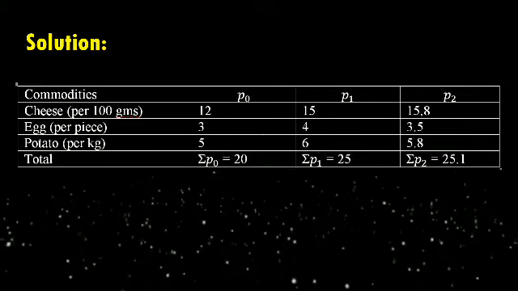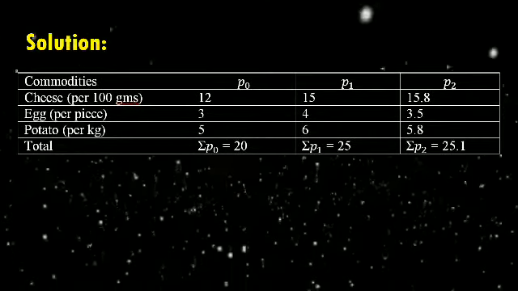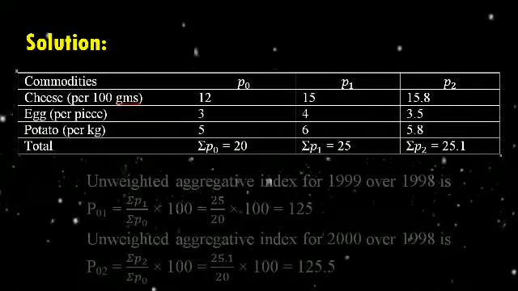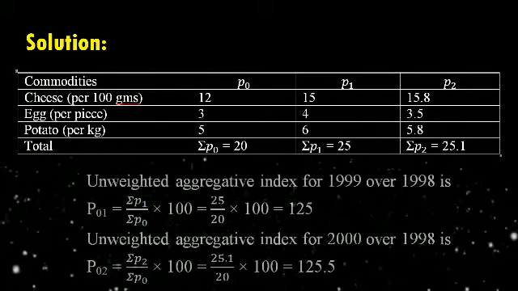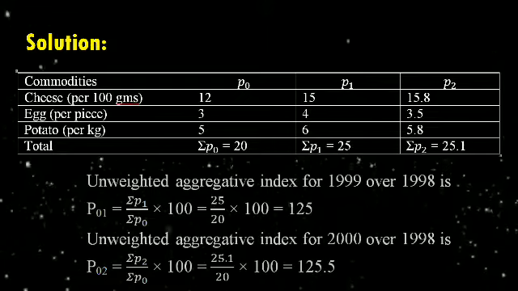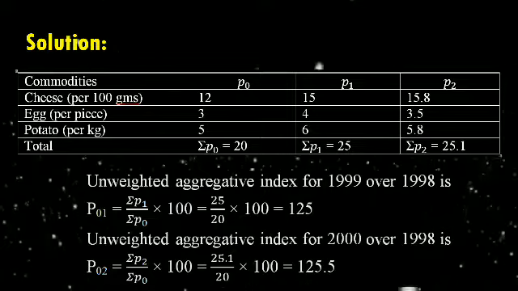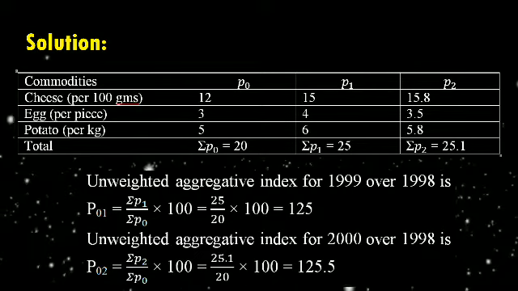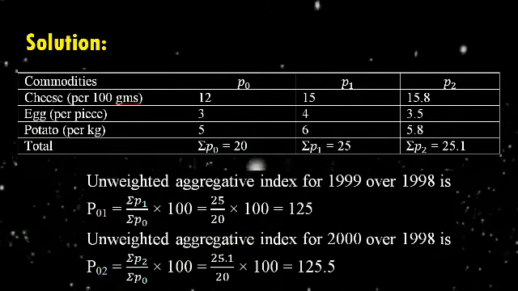After that, as it is given in the question, you should compute the index numbers. So write down just below the table: unweighted aggregative price index number for the year 1999 over 1998. You are computing the index number for the year 1999 with respect to the base year 1998. The formula is P01 equal to sigma P1 divided by sigma P0, multiplied by 100. This is the formula to get the index number for the year 1999 using the unweighted aggregative method. That's why you are using this formula.